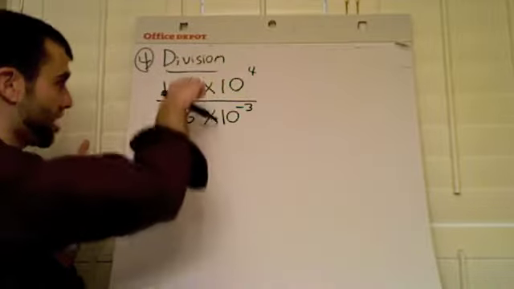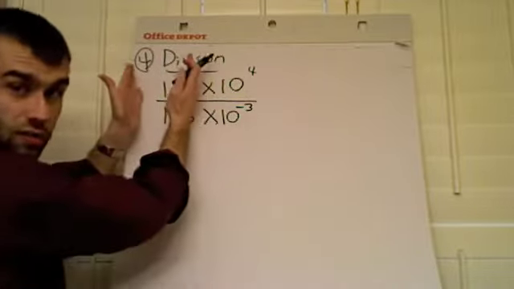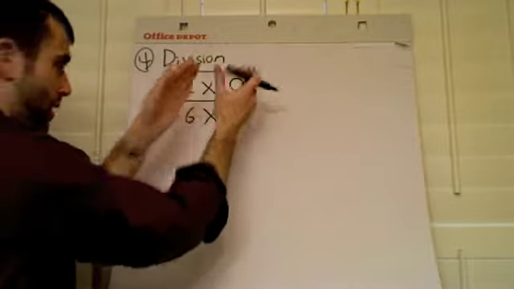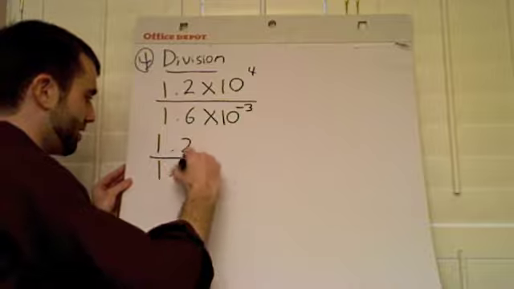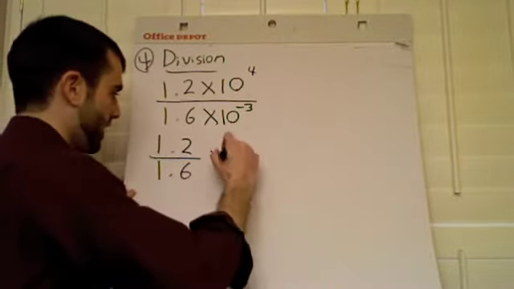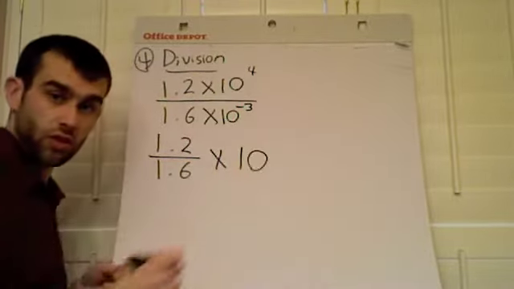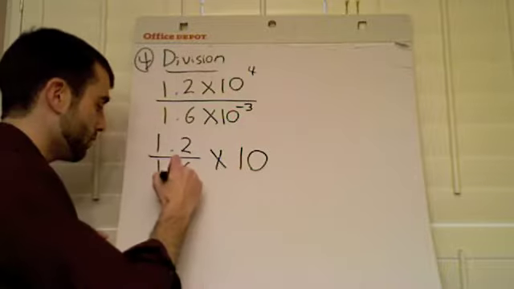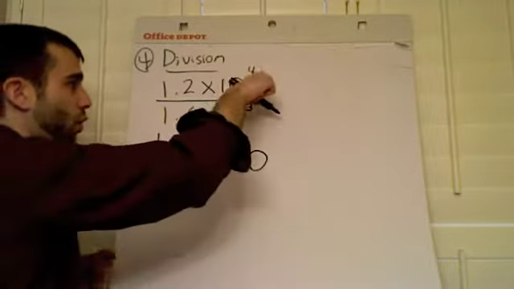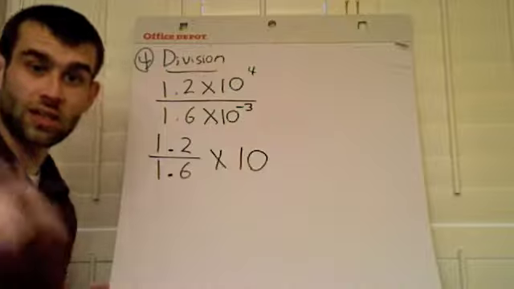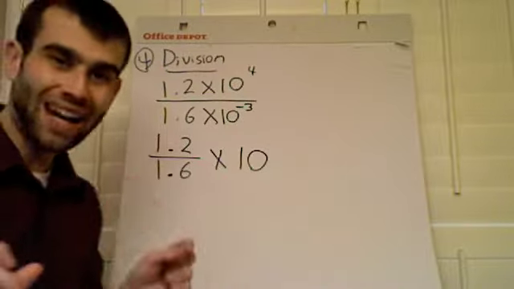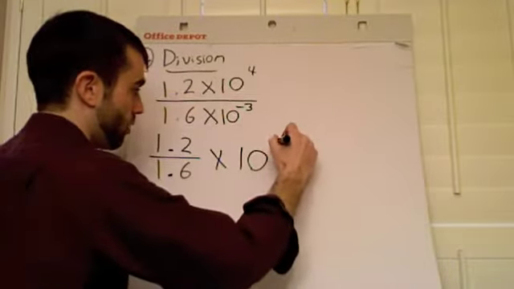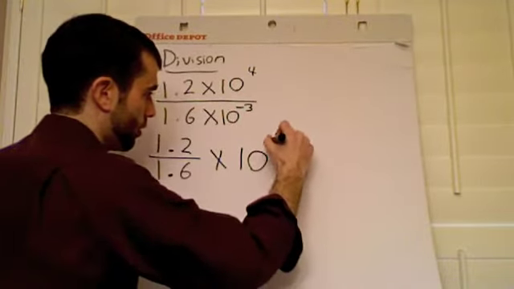Let's take a look. Do the same thing as multiplication. Deal with the numbers first, and then deal with the powers separately. So 1.2 over 1.6 times 10. Now notice we're dividing with the same base. So we have 4 over a negative 3. That means we need to subtract when we're dividing with the same base. So that's 4 minus a negative 3.